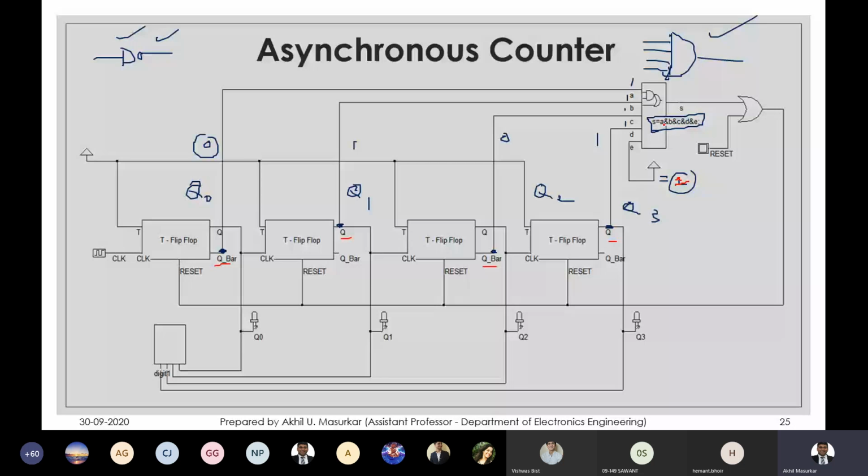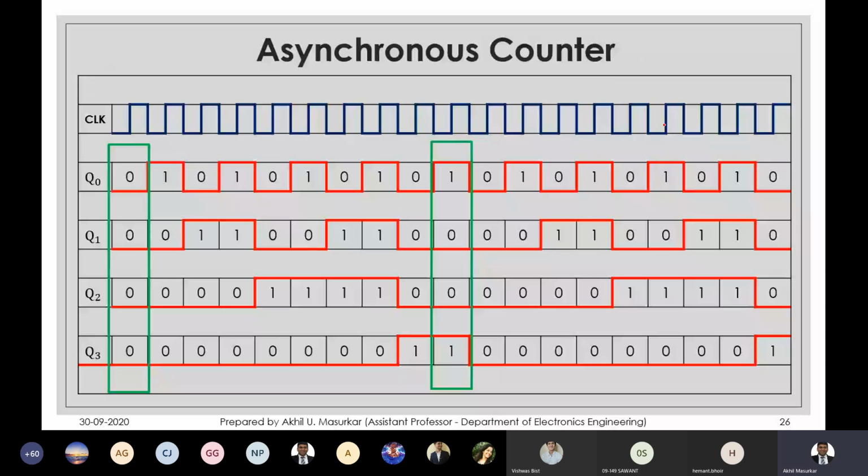Okay. So let's go ahead with the timing diagram. Again, you can see that it is counting from 1 to 10. This is at the falling edge. At the falling edge, we are getting everything.